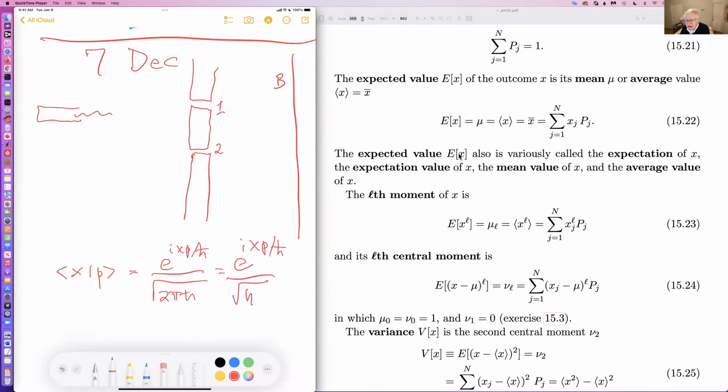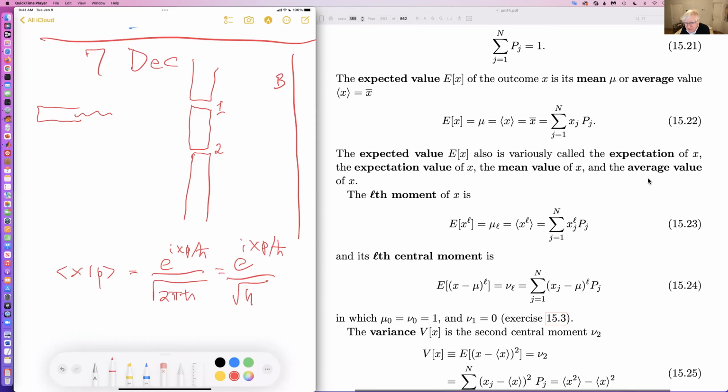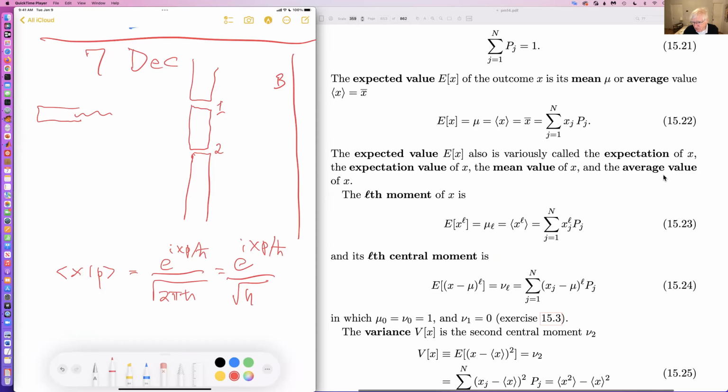The expected value is also called the expectation of x, the expectation value of x, which is the worst term possible, the mean value of x, and the average value of x. Dirac, in his book on quantum mechanics, chose the right answer, which is that the appropriate term for this is the average value of x, which is what it is. And all these other terms are just pretentious ways of describing it.